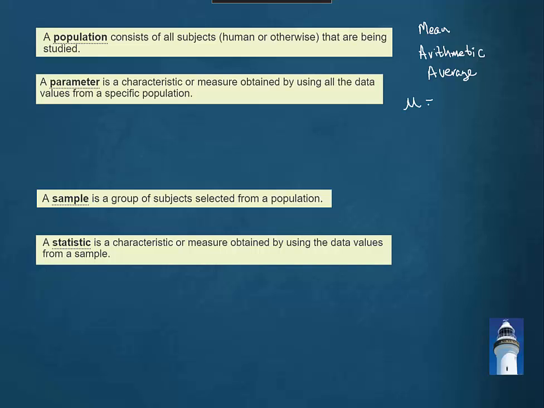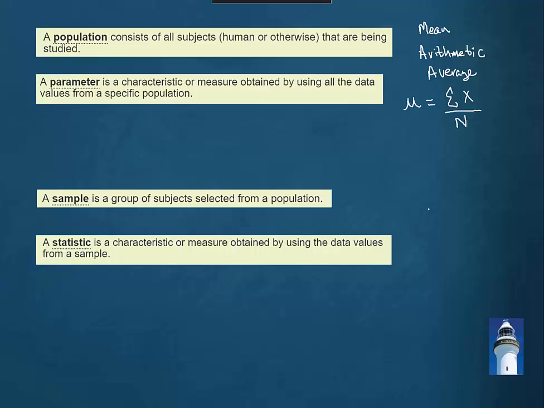The formula would be add up, and this capital sigma symbol means add up, all of the data values. And we use the letter X here to represent the data values for a data set, or a population in this case, and then divide that by the size of the data set. And capital N is what we will typically use when we mean population size.